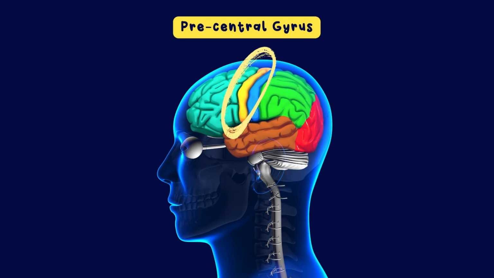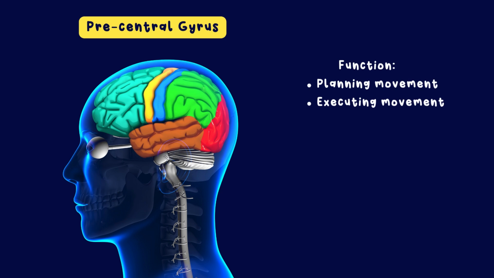More on the precentral gyrus, it's here highlighted in yellow. The precentral gyrus's function is planning and executing movement.